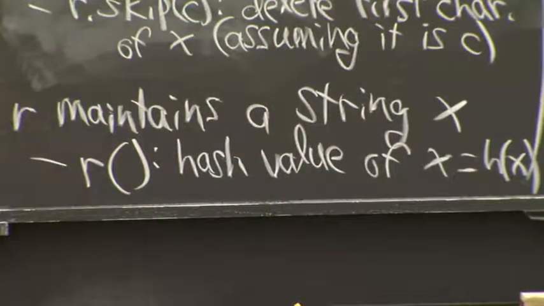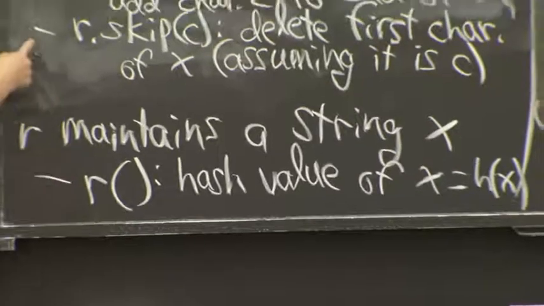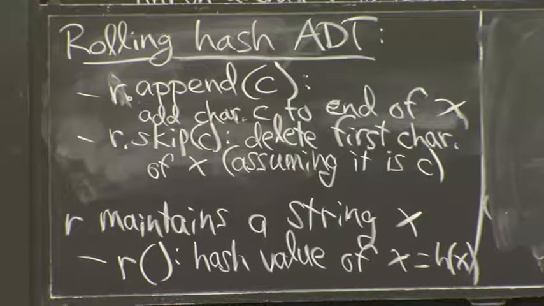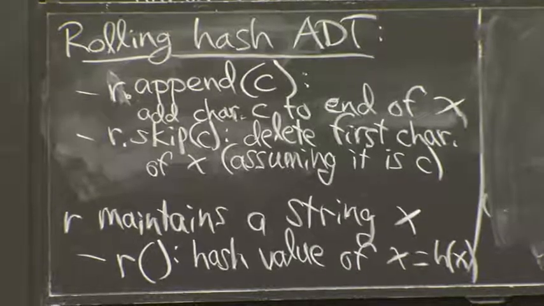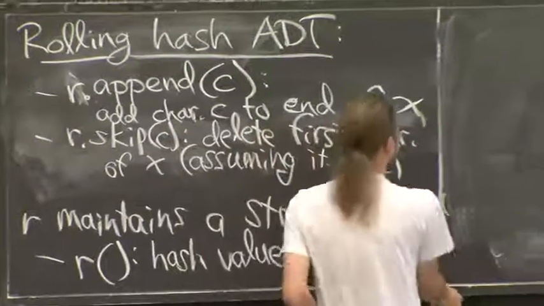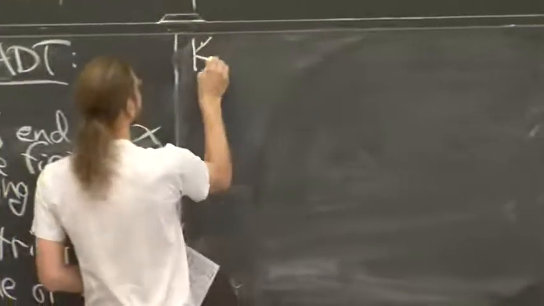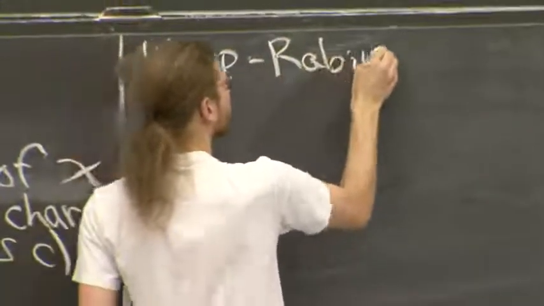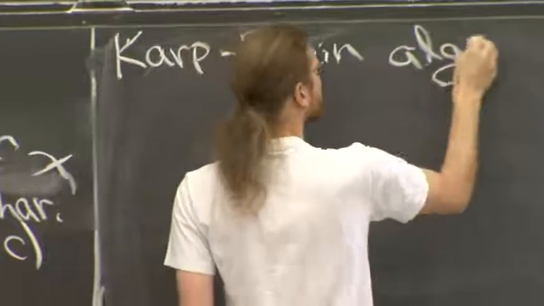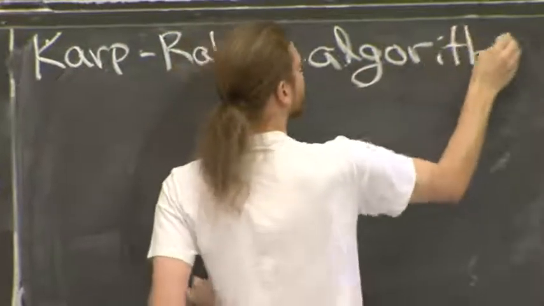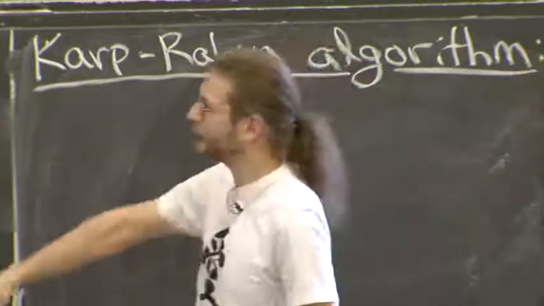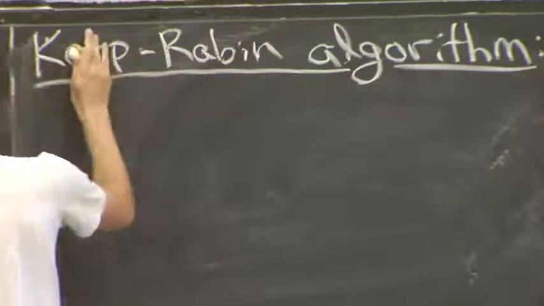Okay, if we could do this and we could do each of these operations in constant time, then we can do string matching. Let me tell you how. This is called the Karp-Rabin string matching algorithm. And if it's not clear exactly what's allowed here, you'll see it as we use it.